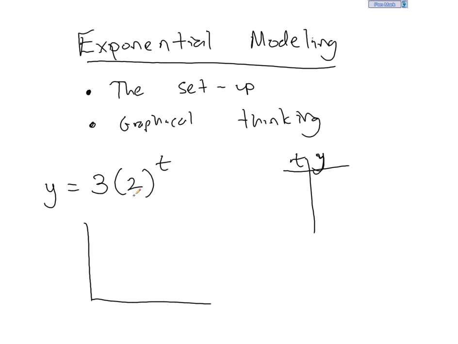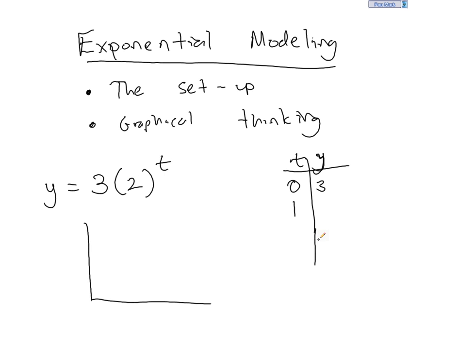That means these outputs are growing by 100% for each 1 unit input increase. So when t is 0, we get y is equal to 3. That's our initial value. That's no surprise. 2 to the 0 is 1. 3 times 1 is 3.